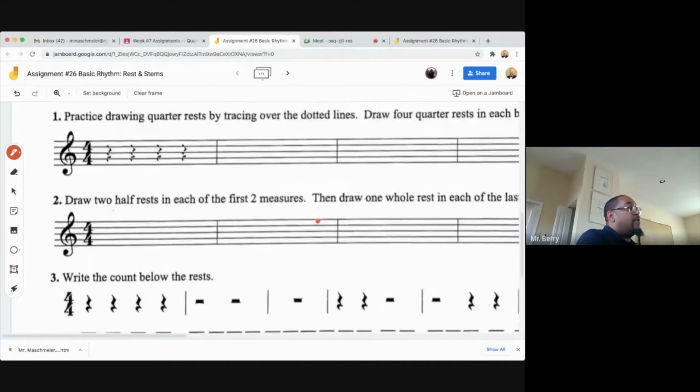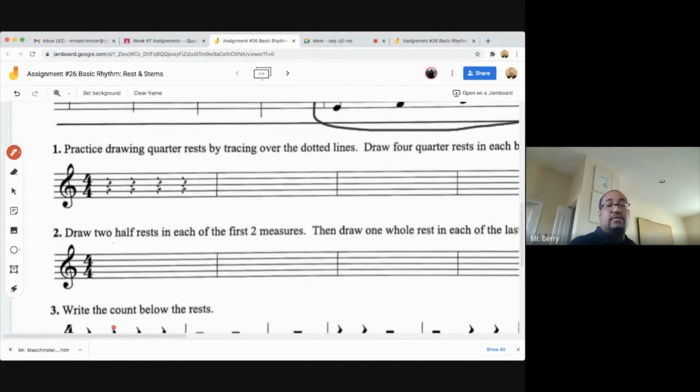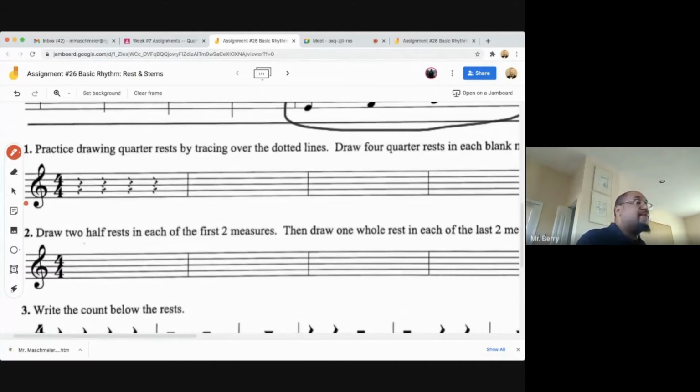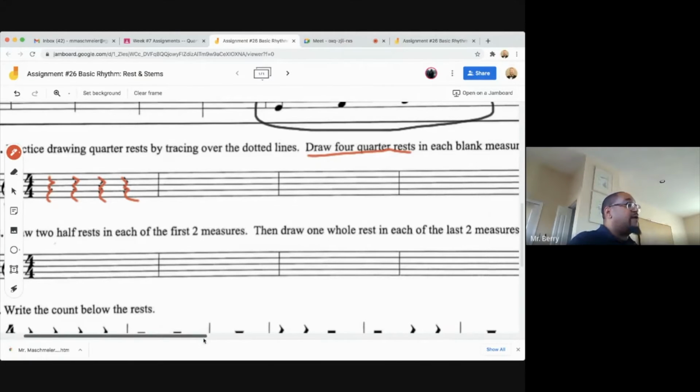So number 1 and number 2 are super easy. All you got to do is follow the directions and do exactly what it tells you to do. So first, it starts off by saying, practice drawing quarter rests by tracing over the dotted lines. Okay, so there are 4 quarter rests there for you to practice tracing over. Make sure you do each and every single one of those. Then the instructions go on to read, draw 4 quarter rests in each of the blank measures.